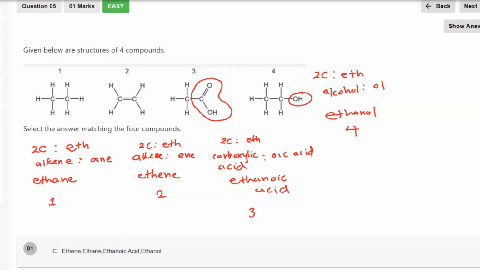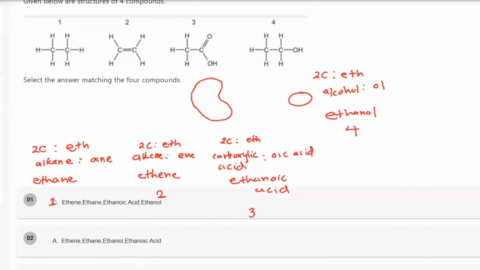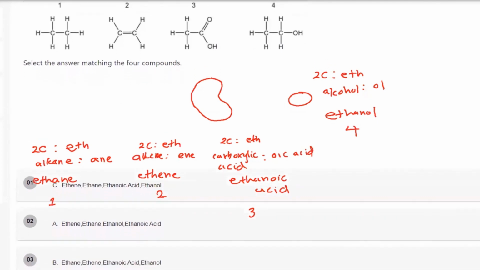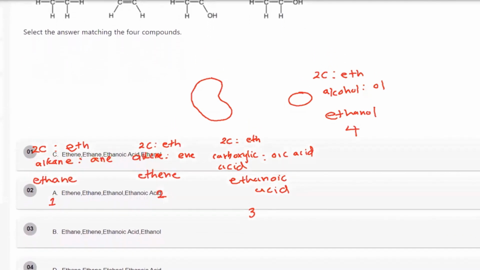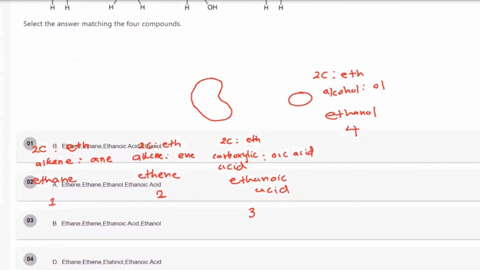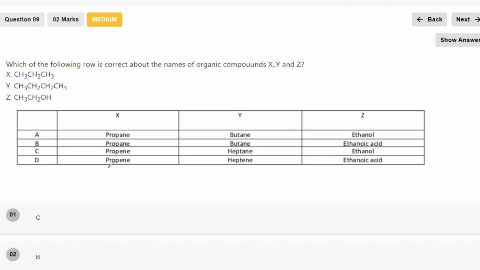Let's see if we can find that answer here. Ethane, ethene, ethanoic acid, and ethanol, of course. Here we are. Answer number 3 gives the correct sequence: ethane, ethene, ethanoic acid, and ethanol. Let's look at one final question.